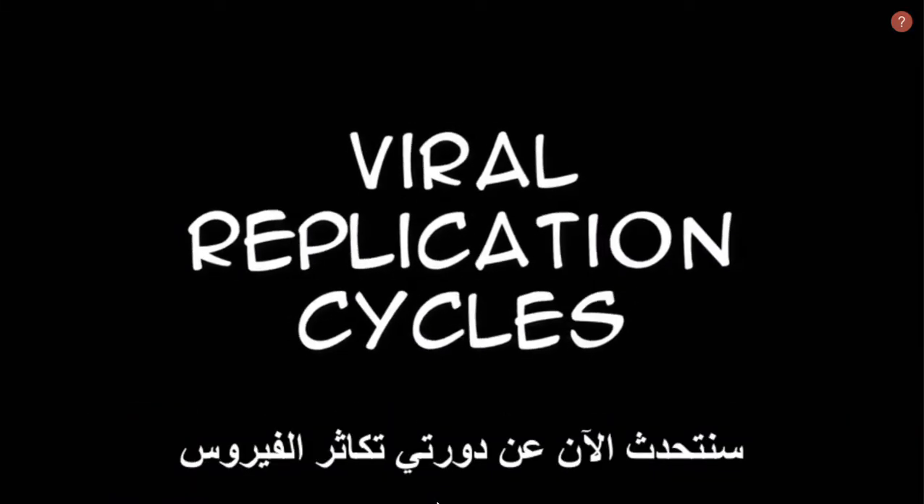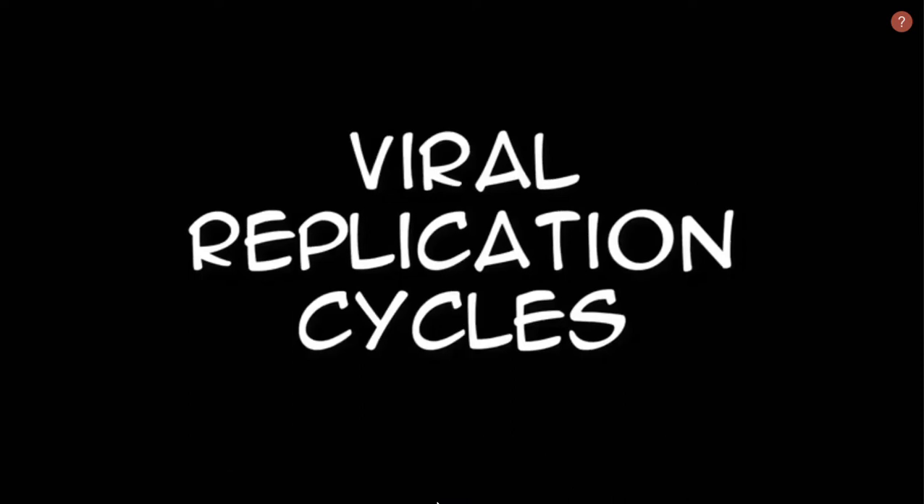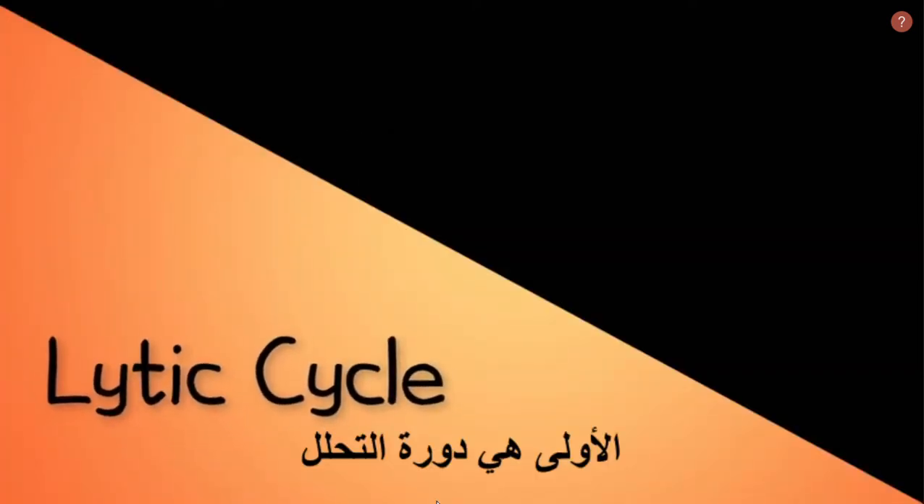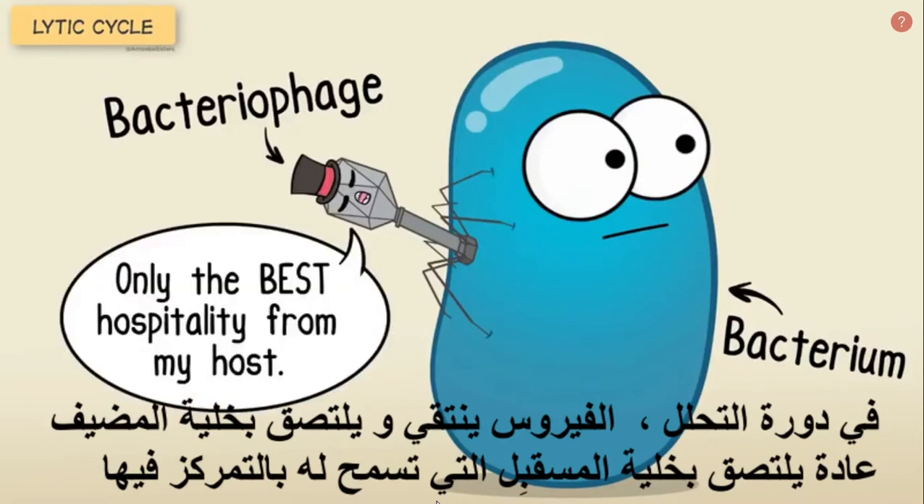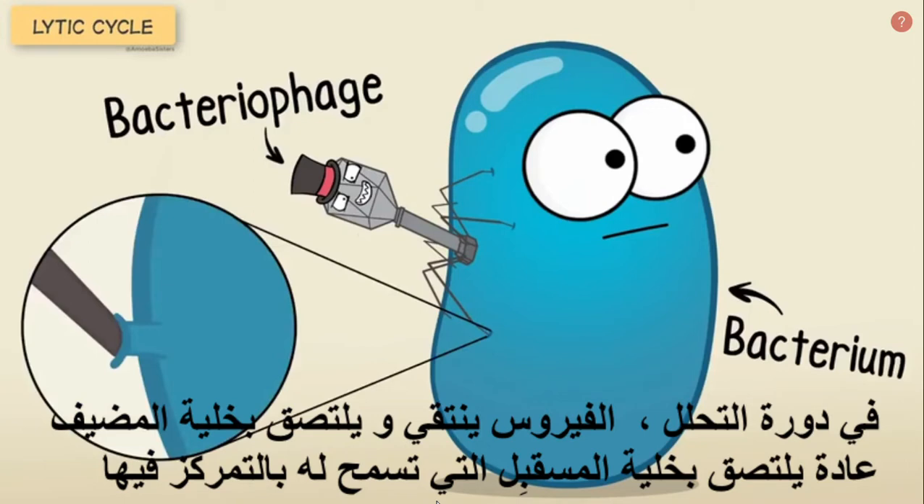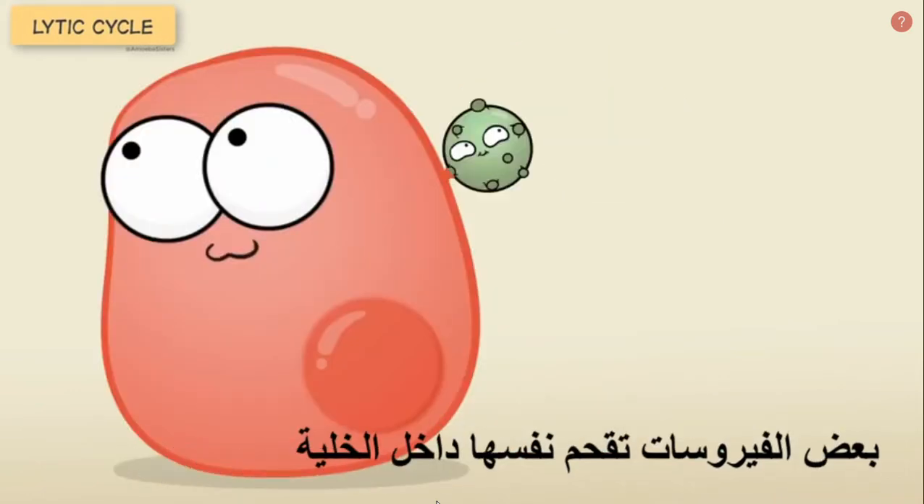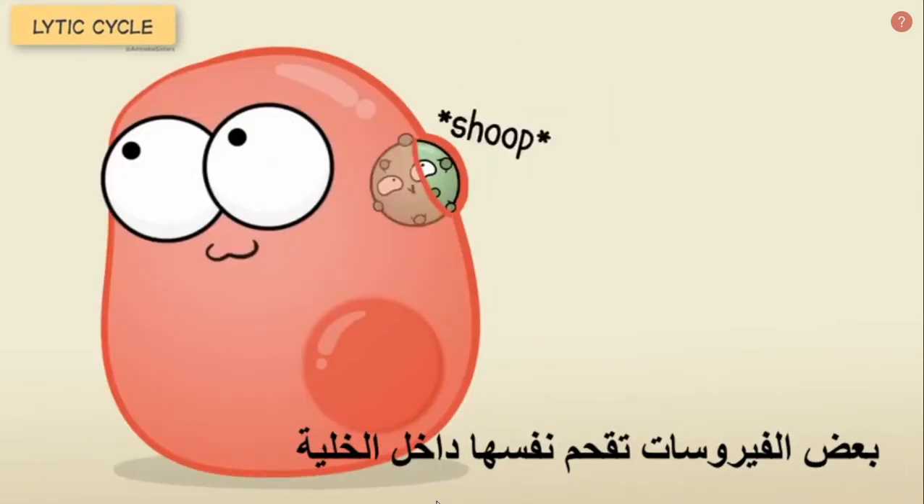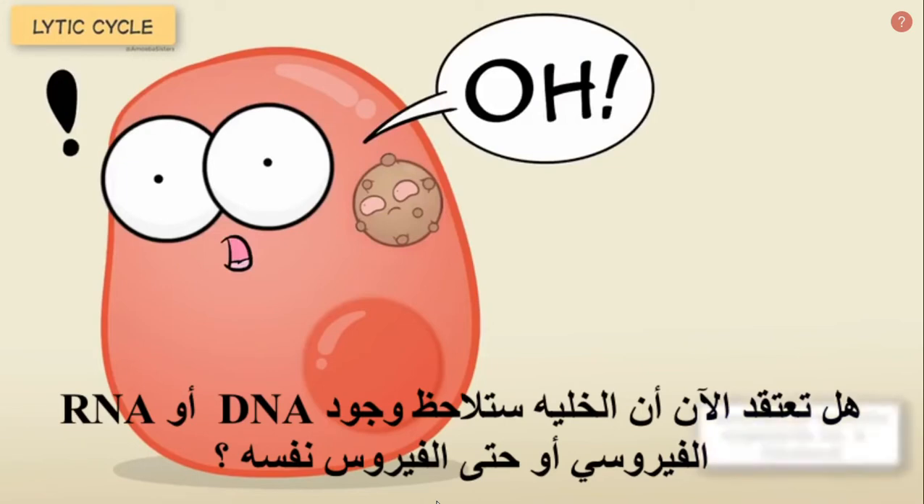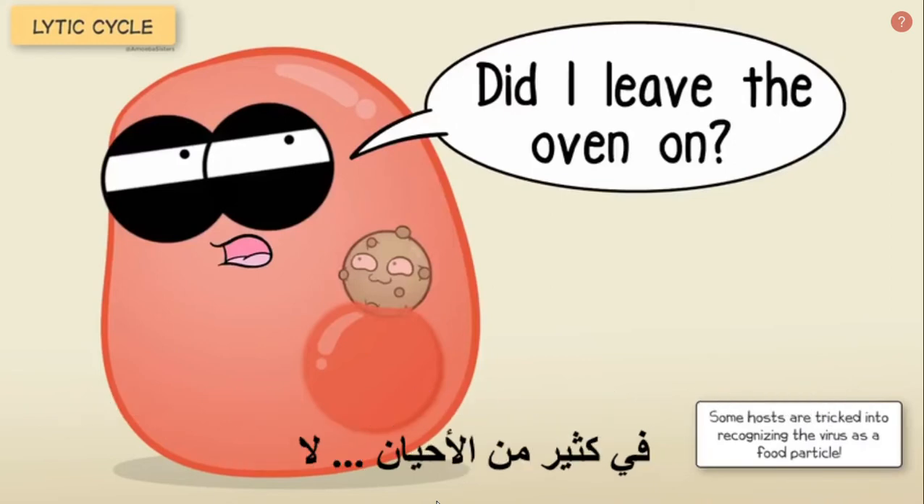We're going to talk about two types of viral replication cycles. The first one is the lytic cycle. In the lytic cycle, the virus, remember very selective, attaches to a host cell. It often binds to a receptor that this cell has, which gives it access to attach. The virus can inject either its DNA or RNA, depending on what kind of genetic material it has, into the cell. Some types of viruses are actually taken inside the cell themselves. Now, you would think that the cell would notice viral DNA or RNA or an entire virus that has been taken in, but in many cases, it does not.